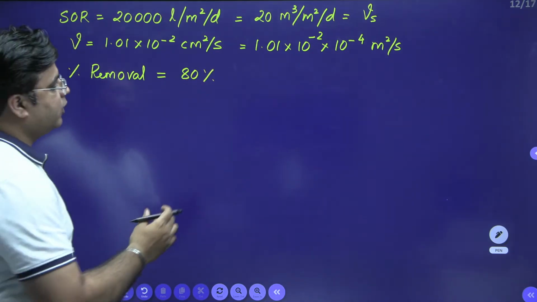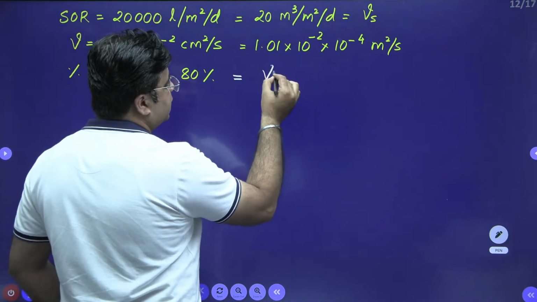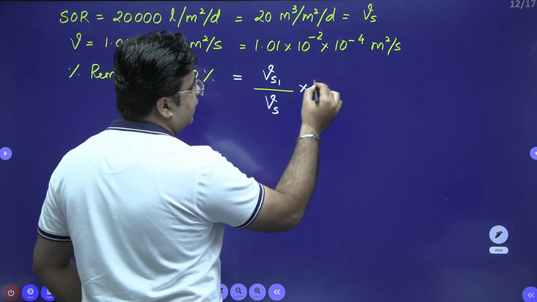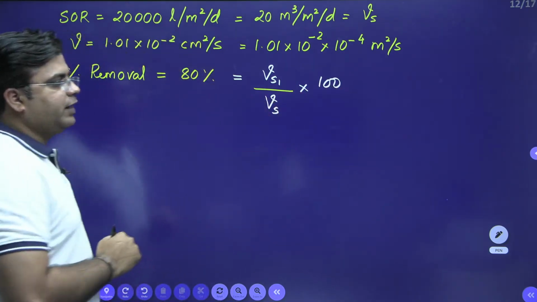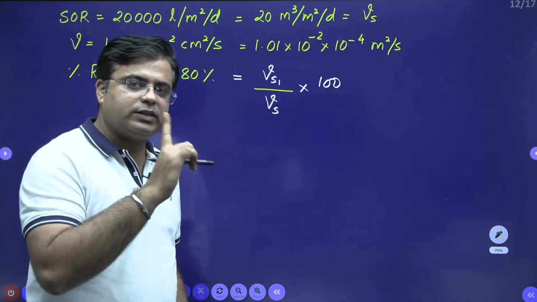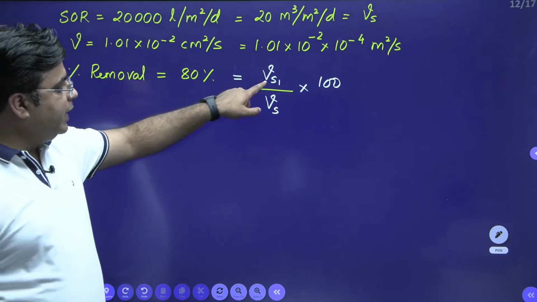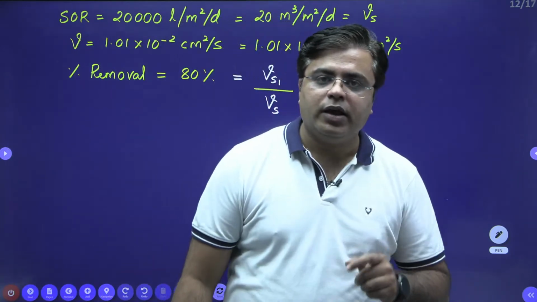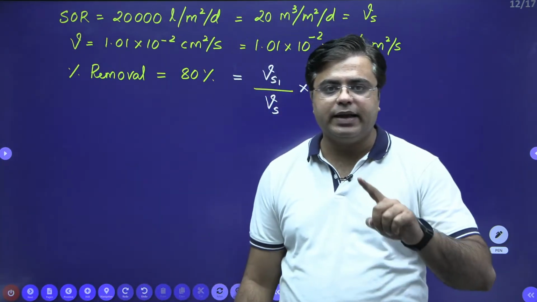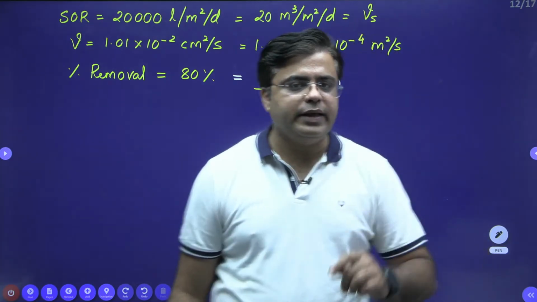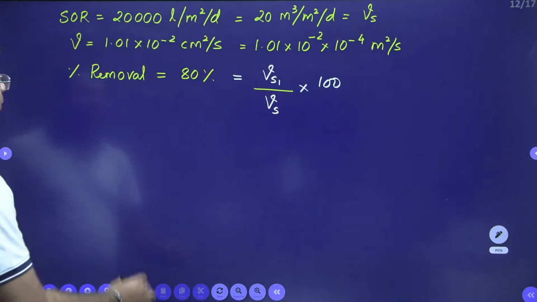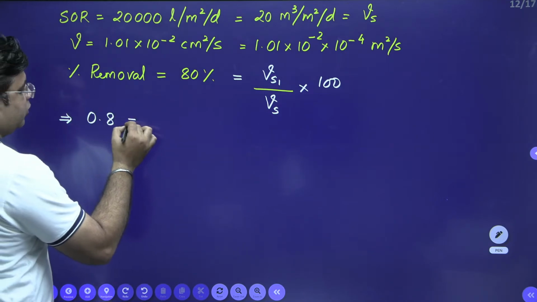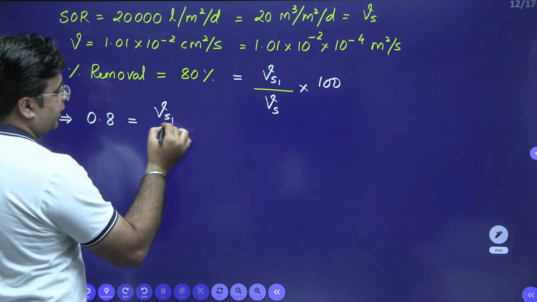Now this percentage removal of the smaller size of particle is equal to the settling velocity of the smaller size of particle divided by the surface overflow rate, into 100. The surface overflow rate is nothing but the settling velocity of the concerned size of the particle. So if I know this Vs1, that is the settling velocity of the smaller size of particle, using the expression for settling velocity I can get the size of that particle. So step 1 is to calculate the settling velocity of the smaller size of particle. Percentage removal is 80%, so I will write 0.8 is equal to Vs1 divided by Vs.